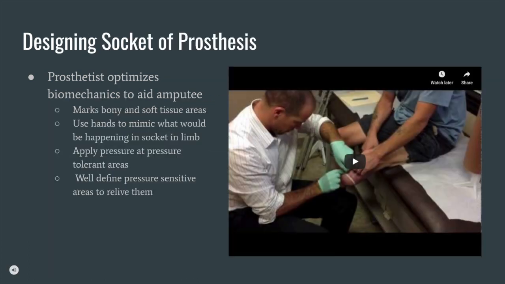When designing the socket of prostheses, prosthetists optimize biomechanics to aid the amputee. They do this by first marking bony and soft tissue areas on the skin. The prosthetist then uses Paris plaster to start the casting procedure. The prosthetist mimics what would happen within the socket of the prosthesis. This includes applying pressure at pressure-tolerant areas, as well as defining pressure-sensitive areas. This is to relieve the most pressure for a specific amputee for comfort. To the right is a brief video showing this procedure.